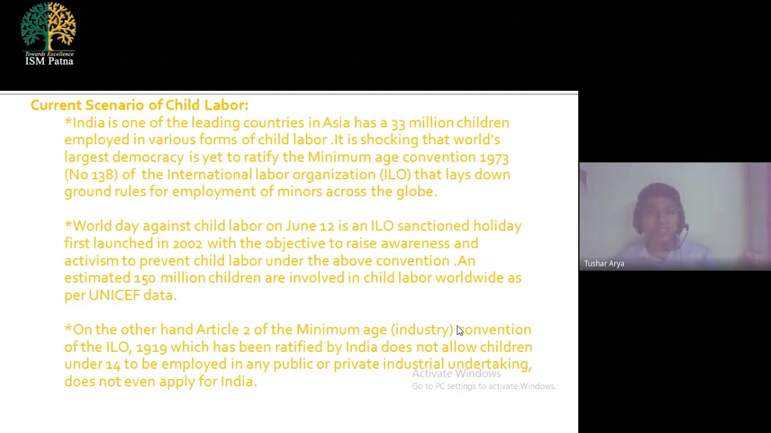In Asia, there were 33 million children employed in various forms of child labor. However, the ILO has made a number of ratifications that it should not be there. Even the ILO is celebrating the World Day Against Child Labor to create awareness about child labor, that no one should involve child labor in their business, in their industries. Even then we can say that 33 million children are involved, and an estimated 150 million children are involved in child labor worldwide as per UNICEF data. 33 million from Asia, and all over the world 150 million children are involved in these activities.